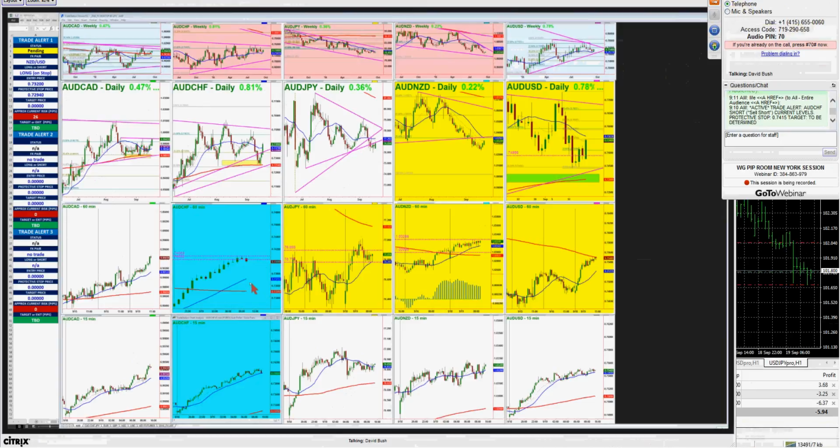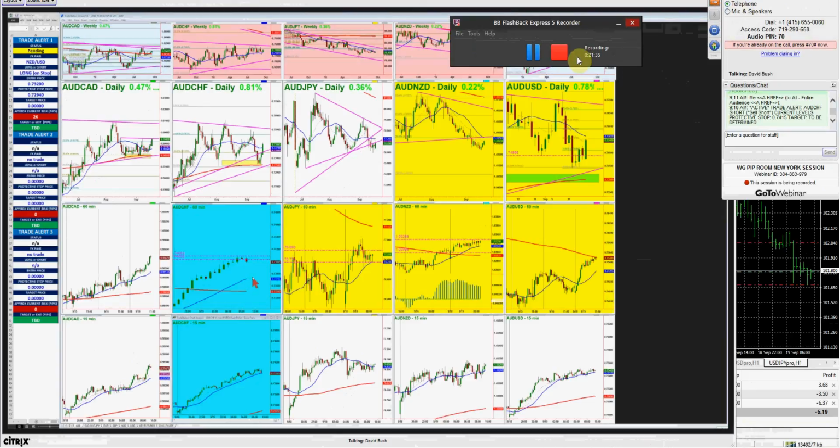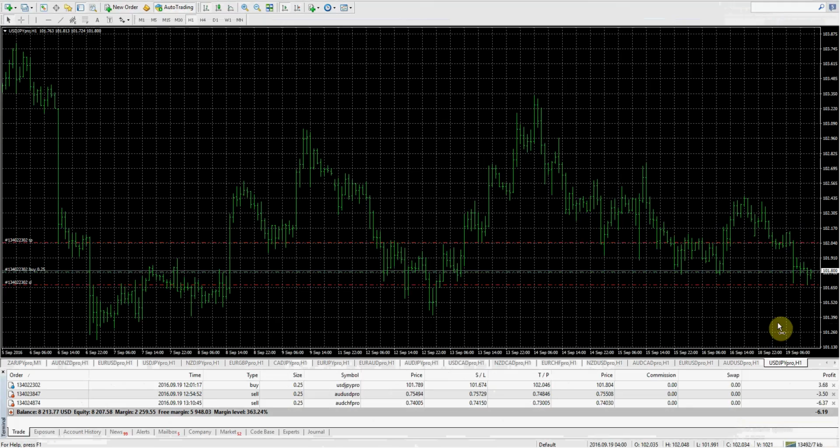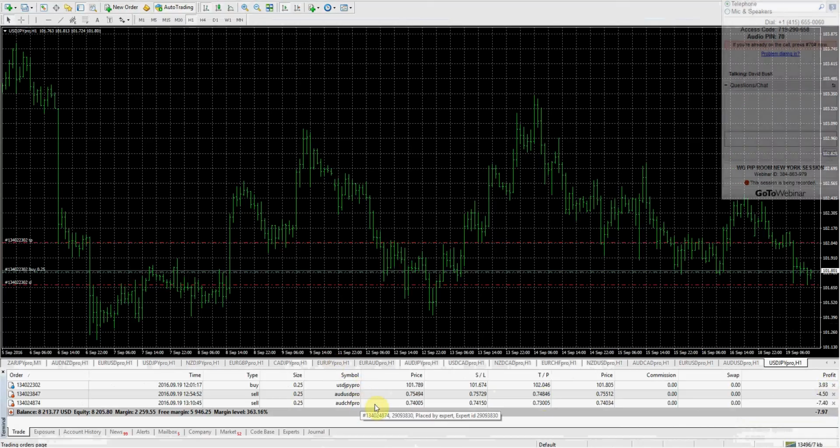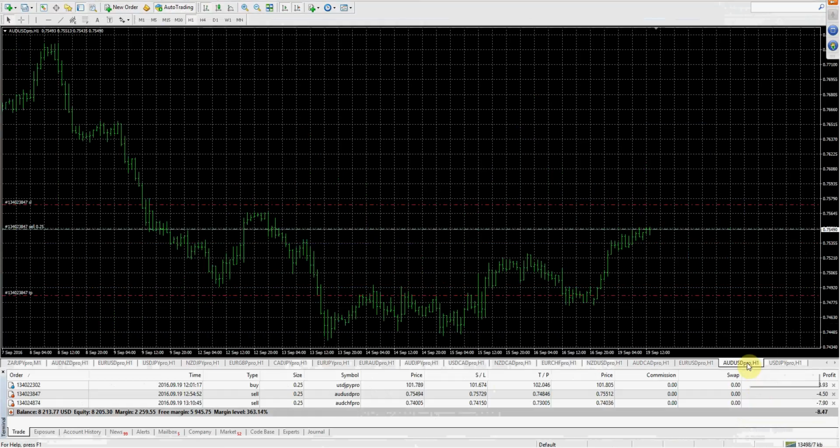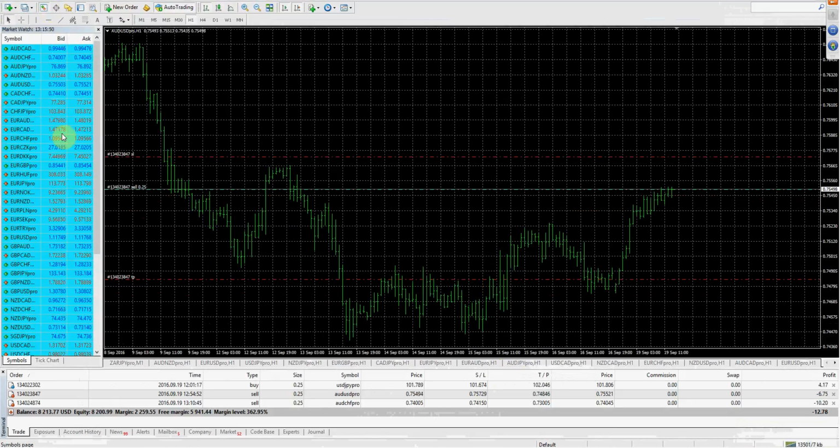All right, folks, we're now at the 20-minute mark here, so I'm going to go ahead and pause it. As you guys can see, we're now in 3 trades at this point: USD Japanese Yen, AUD USD, and AUD Swiss franc. Let's see if we have the AUD Swiss franc up already. Doesn't look like we do. Let's go ahead and pull that up real quick.